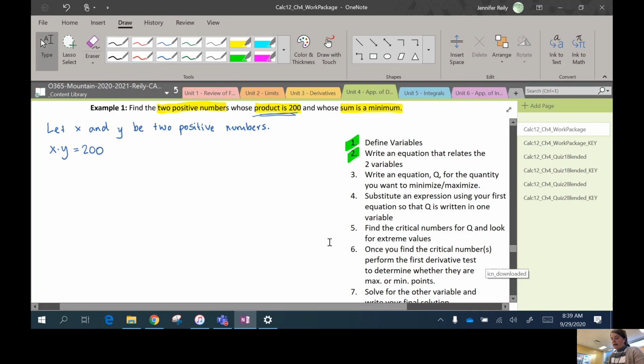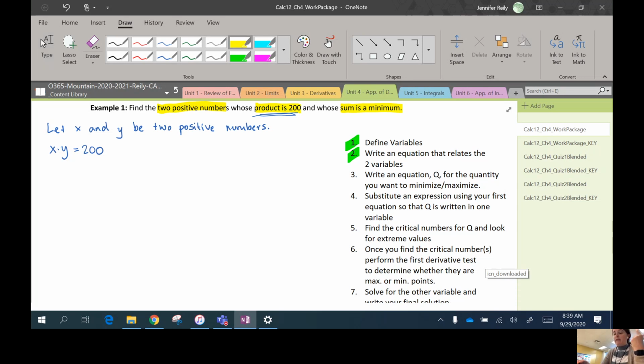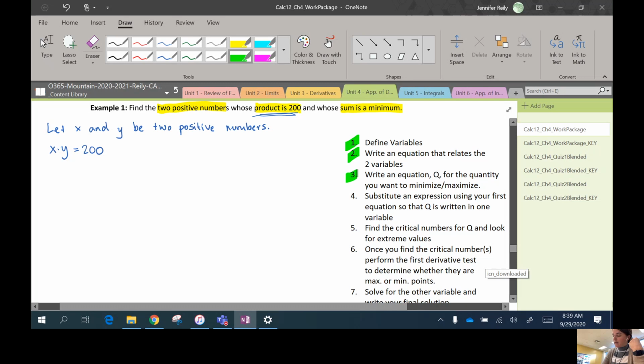And lastly, we want to write an equation or a function Q for the quantity we want to minimize or maximize. The textbook uses Q instead of f of X because it stands for the quantity we want to minimize or maximize, and I kind of like that, so we'll use Q here too. So we want to write Q equals, the quantity in this example we want to minimize is the sum. So the sum is written X plus Y. So we want to minimize this quantity.